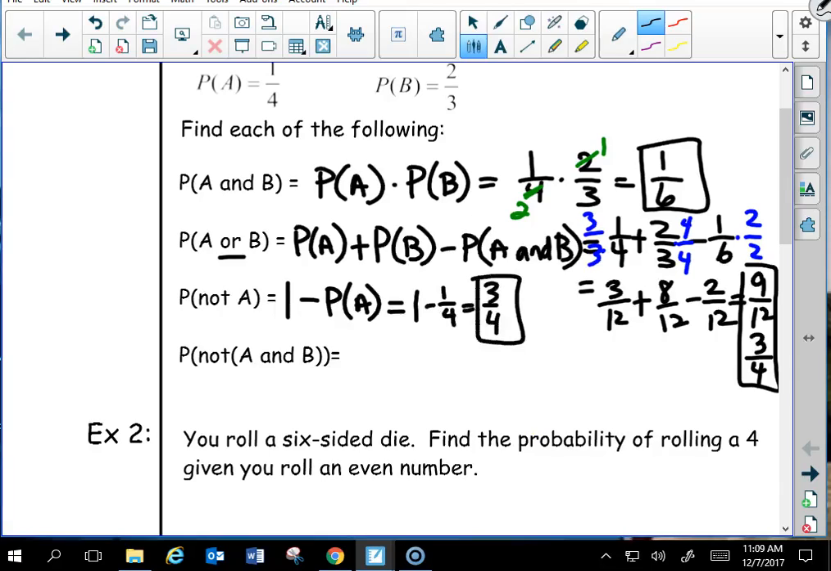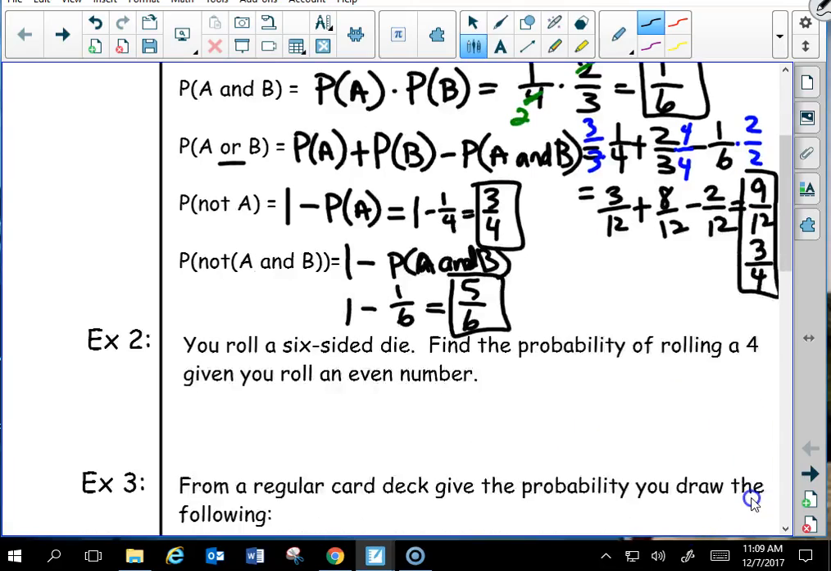The probability of not A and B. All right, this is another, well, okay, so what we're going to do is just take 1 minus the probability of A and B. And again, we calculated that in the first step above. So it's 1 minus 1/6, or 6/6 minus 1/6, 5/6. All right, enough of that.